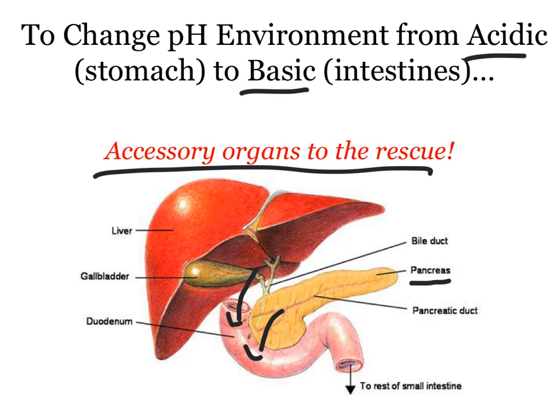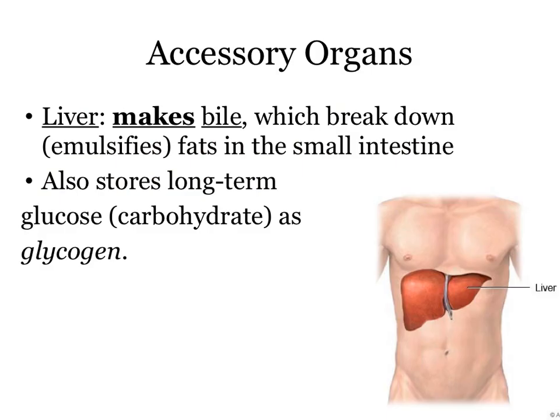So now let's talk about each of the accessory organs and see what they do. So the first accessory organ you have to know is the liver. And we already talked about the liver in the last unit in terms of glycogen storage. However, the function that the liver does in terms of the digestive system is the liver is where we make bile. And bile is not an enzyme, but it's just a molecule that is pretty hydrophobic.